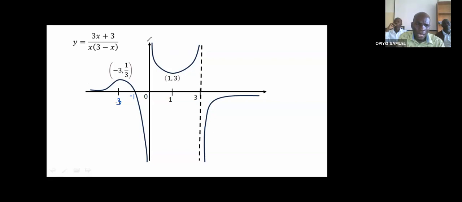While here, the line x equals 3 is a line of asymptote. Lines of asymptotes are drawn using dotted lines.